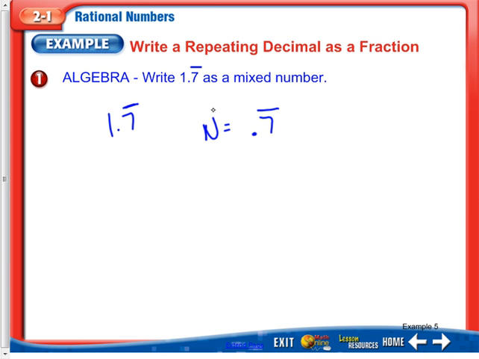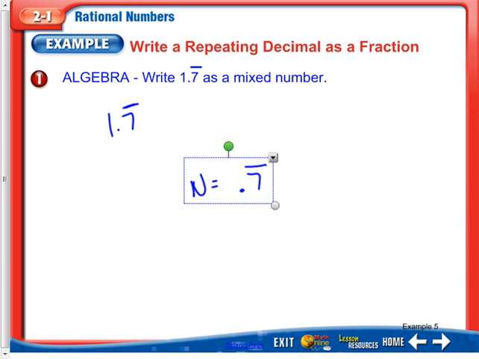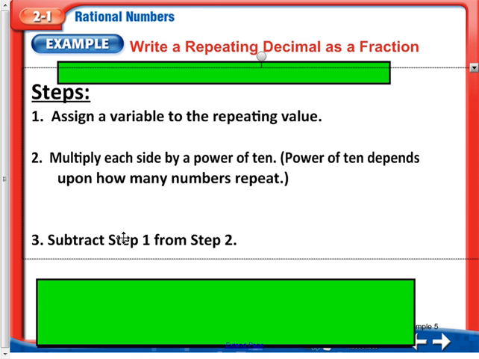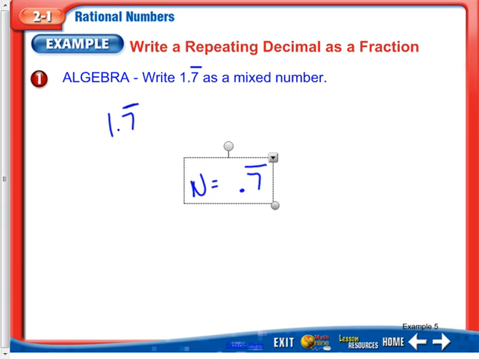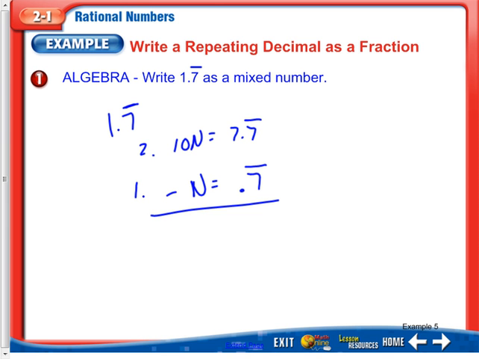Actually, what I'm going to do here is move this down a little bit, because when I do the multiplication, look at step 3. Step 3 says subtract step 1 from step 2. So it's important that you put step 1 down here. Okay, this is step 1. I put step 2 up here. So I'm going to multiply by 10. So I'm going to say 10n equals, if we multiply that by 10, it's going to be 7.7 repeating. Now we're going to subtract them. All right, now if I subtract, I'm going to get 9n over here. And when I subtract this, this cancels, so I get 9n equals 7.